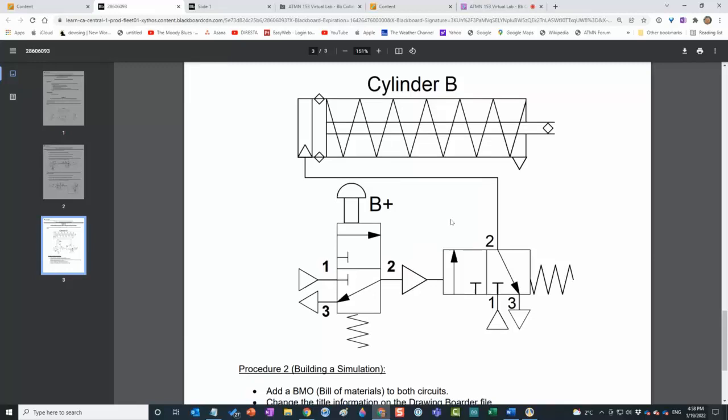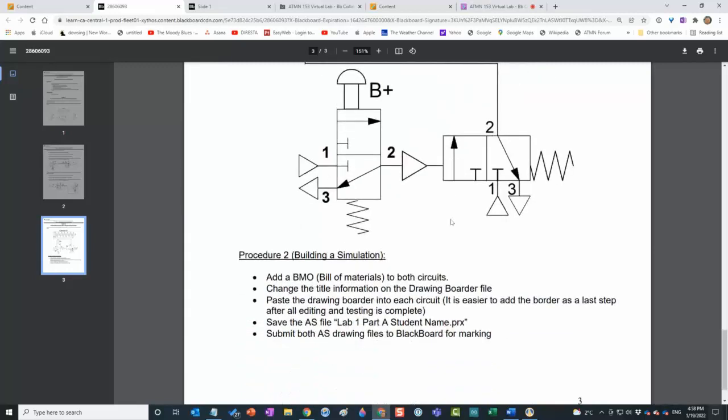So what we're going to do is build this in Automation Studio, and we're going to also put in a bill of materials for both circuits. Now, I need you guys to put in your border drawing file. There is a video about how to do that, and you're going to place the drawing around each border, and then you're going to save it as this.